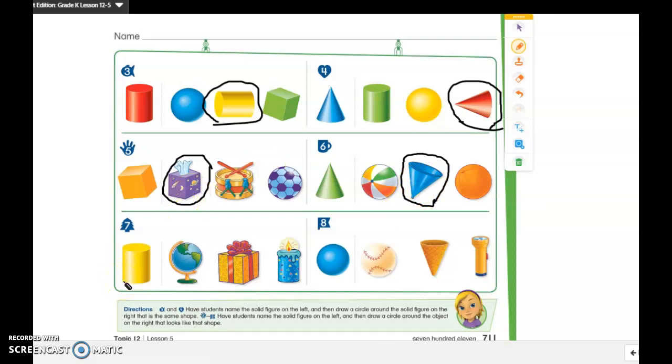What is this shape called? It's called a cylinder. Which one matches the cylinder? The candle matches, doesn't it? Good. All right, we have blue. What's that shape? It's not called a ball. What's it called? It's called a sphere. Which one matches the sphere? The baseball, I hope you all said. Wonderful.